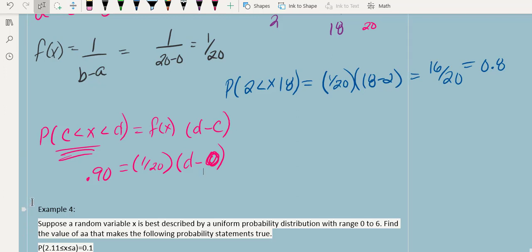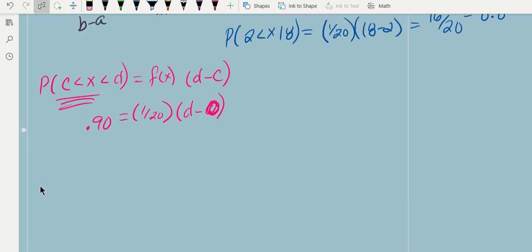So if we solve for the variable in this case, that means that we are going to now have 0.90 equals 1 over 20 times D, because D minus 0 is that. We multiply both sides by 20, okay? That cancels out. And then this will leave us with 18 equals D. Move the decimal place over 2 times. Yep. So D equals 18. So our 90th percentile would actually equate to 18. All right. And then that is our answer.